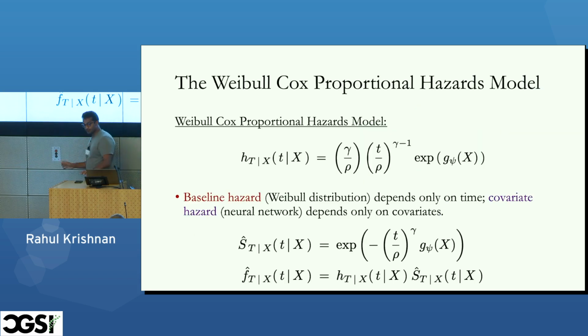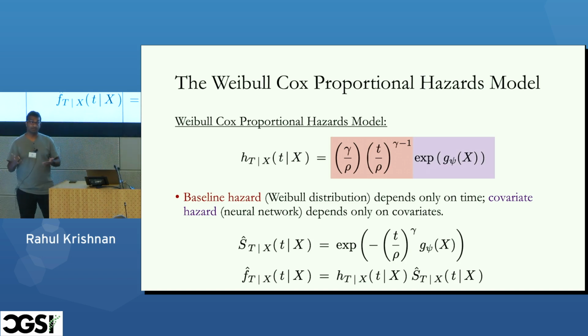And so the specific choice of model that we actually end up using here is what's called the Weibull-Cox proportional hazards model, where we have a baseline hazard that depends only on time, and in purple, a covariate hazard, which is going to be parameterized with a neural network as a function of the covariates. And so I've provided the equation here for this choice of the proportional hazards model of what the survival function and the event function looks like for this model.